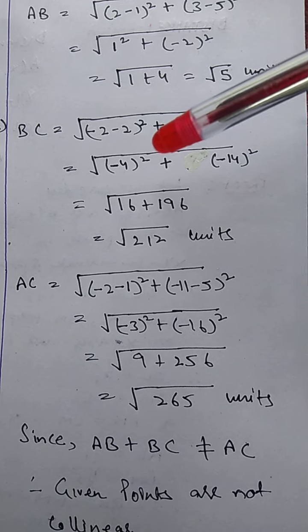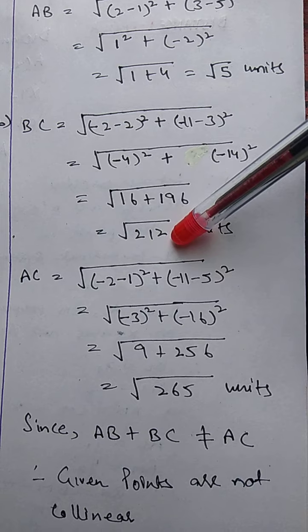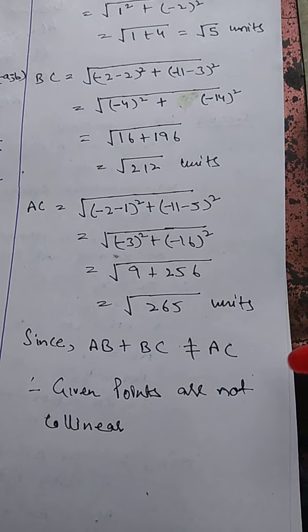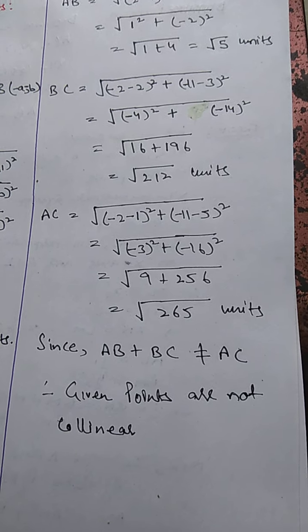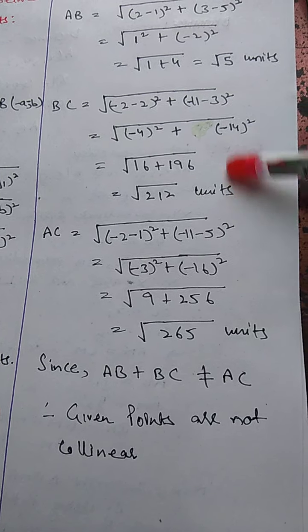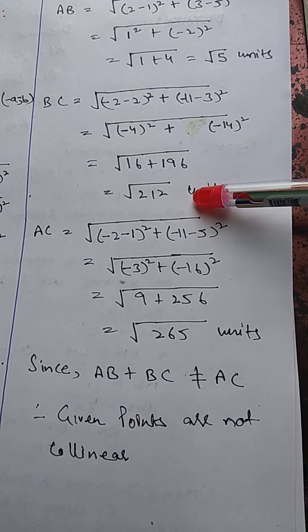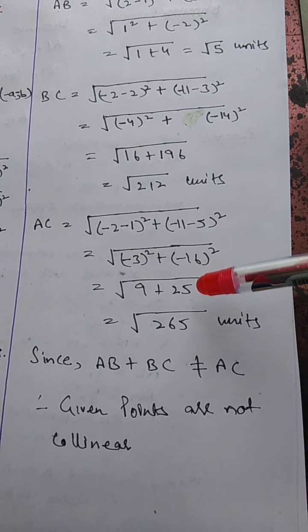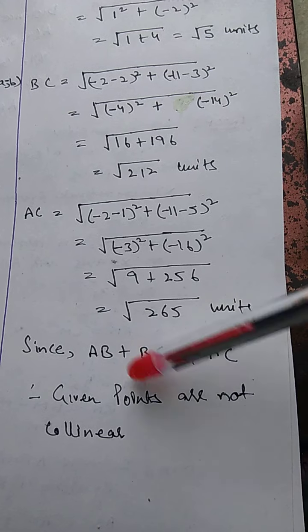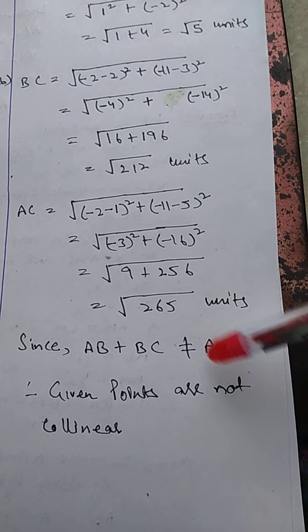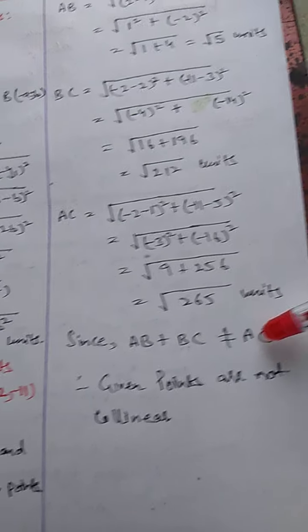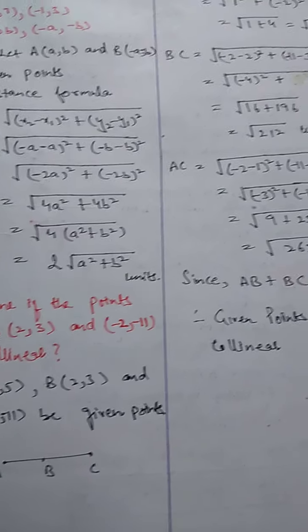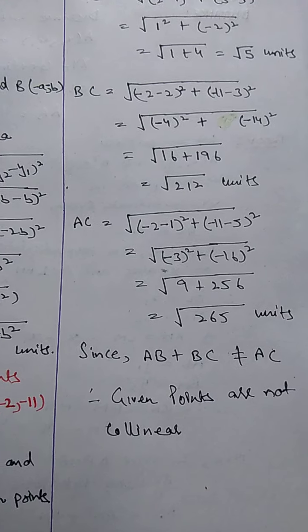In the same way, we can find the distance BC, which is under root 212 units, and the distance AC, which is under root 265 units. If we go for addition, under root 5 plus under root 212 cannot be added in a way that equals AC, that is, AB plus BC is not equal to AC. Since AB plus BC is not equal to AC, the points are not lying on the same line, so the points are not collinear.